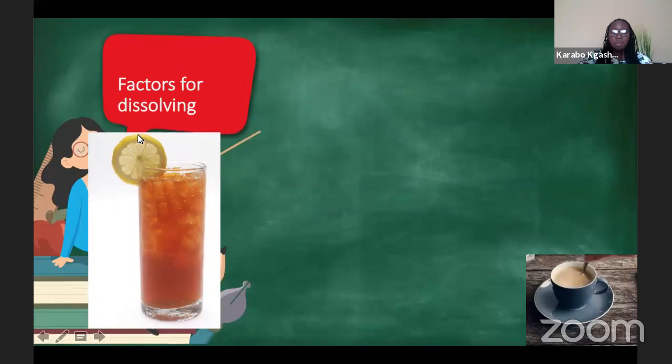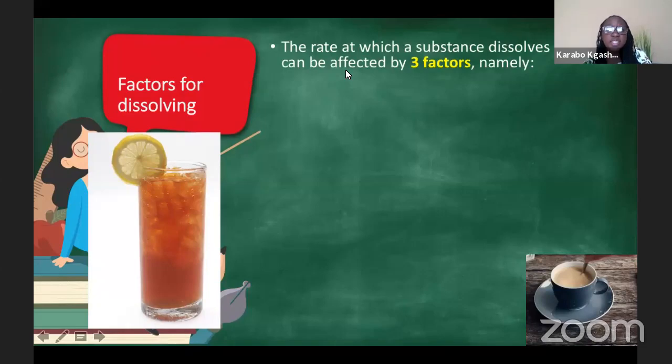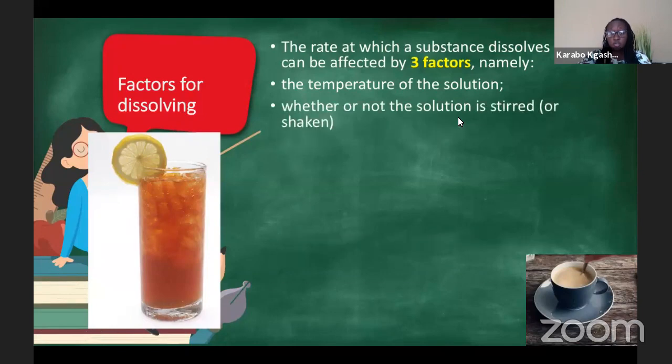Right, next slide. What are the factors of dissolving? The rate at which a substance dissolves can be affected by 3 factors. Now remember that. So you need to remember that for a solute to dissolve, it is affected by 3 factors. The first one is the temperature. So now if the water is cold, the solute will probably take longer to dissolve. Whereas if it is hot, it will probably be quicker to dissolve. Now it also is affected by whether or not the solution is stirred or shaken. If I'm going to stir my tea, the sugar will dissolve quicker.